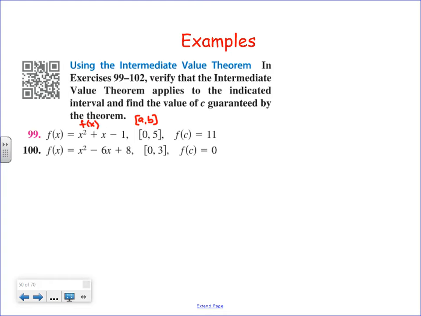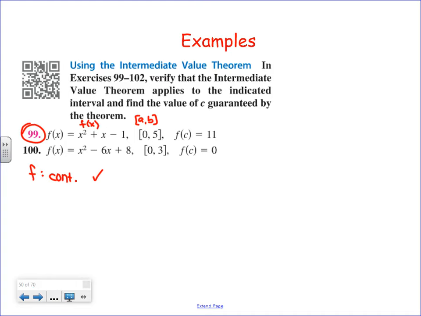Okay. According to the theorem, the function has to be, what was number 99? Is the function for 99 continuous? How do you know? Because it's a polynomial. All polynomials are continuous. Okay, so that's the if. But then, after the if, I have to say, okay, am I guaranteed every single y value in between 0 and 5?